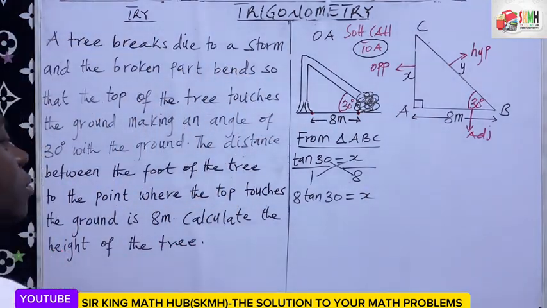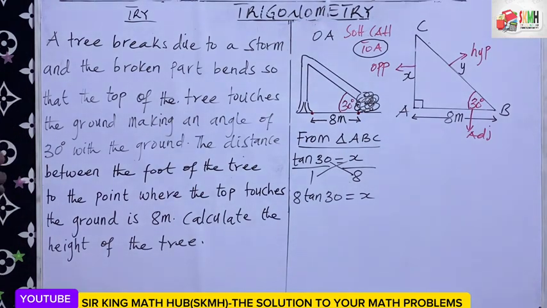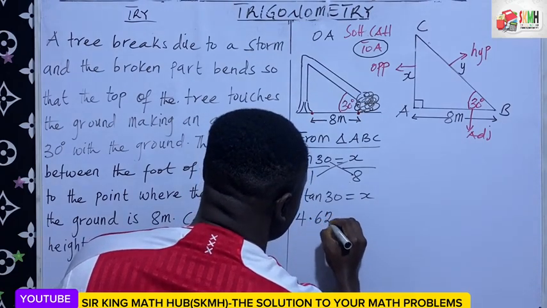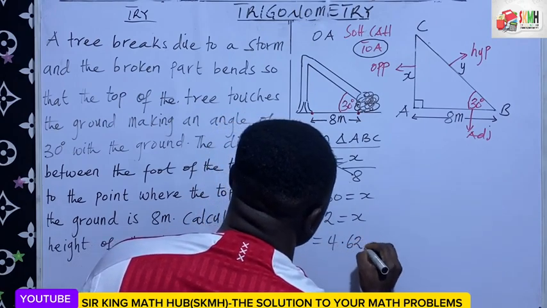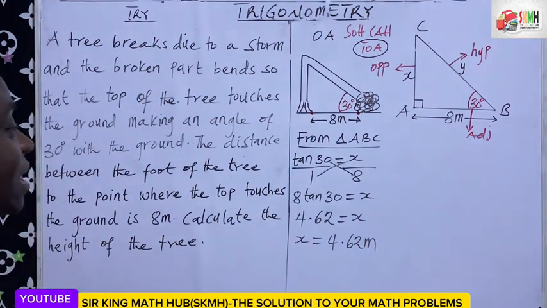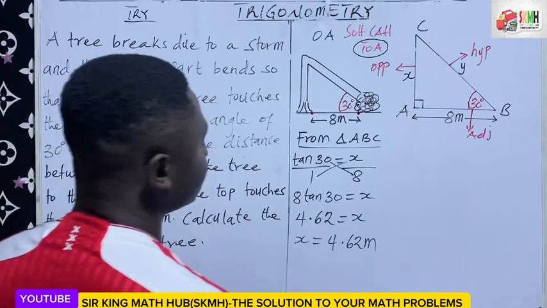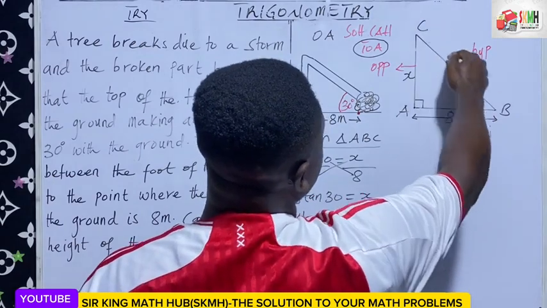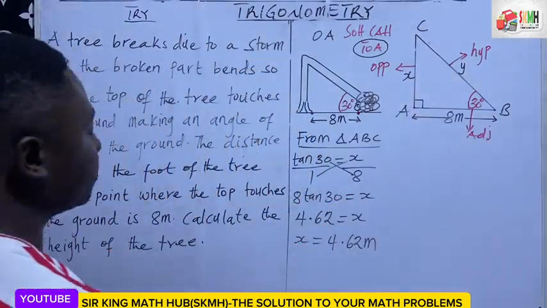So from our calculator, what is 8 tan 30? To 2 decimal places, I'm having 4.62 is equal to x. Therefore, x is equal to 4.62 meters. So that is the height of the tree from the foot of the tree to the bent part. But we want the full height of the tree, so we need to calculate the height of the tree from the bent part to the top of the tree.